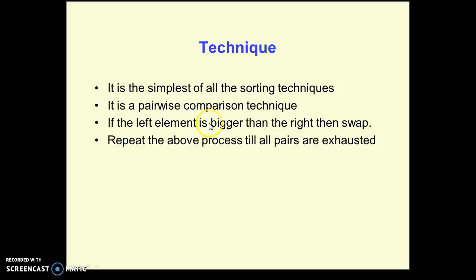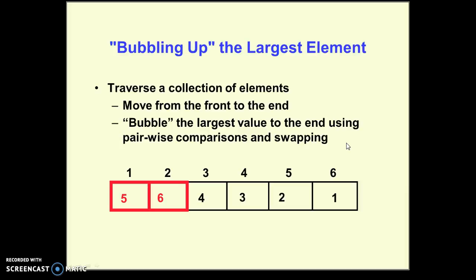Now what do we do next? Once we swap, repeat the above process till all the pairs are exhausted. So this is the basic technique, and with an example we are going to see what it is. It is called bubble sort because at the end of all pair comparisons, the highest or the lowest element will bubble up.